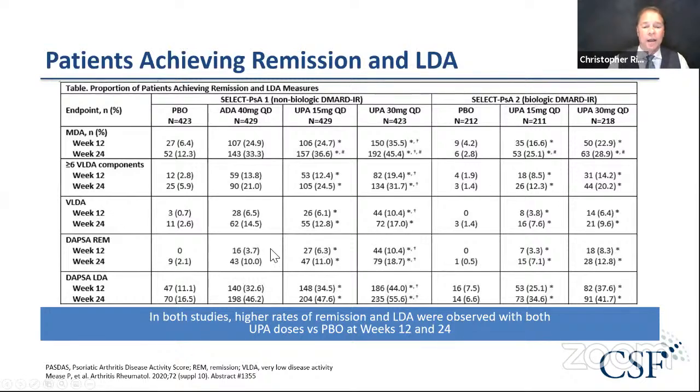So here you can see various outcome measures, including MDA, and again, I would focus on the UPA 15 milligrams in both trials. So 25% here, 16% at the primary outcome measure. Looking at VLDA, again, another measure of deeper response. In the 15 milligrams, 25% lower in patients who were previously exposed to biologics, as well as VLDA, DAPSA, shown here. So across these measures of deeper response, there was observed within the 15 milligram dose reasonable numbers of patients who were able to achieve these outcomes at 12 and 24 weeks.